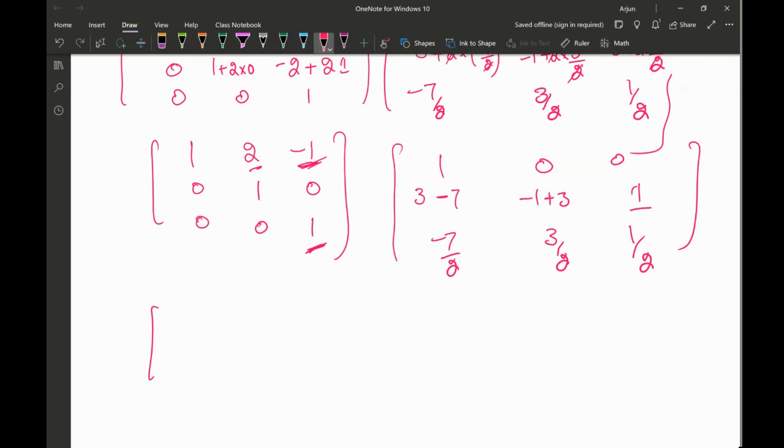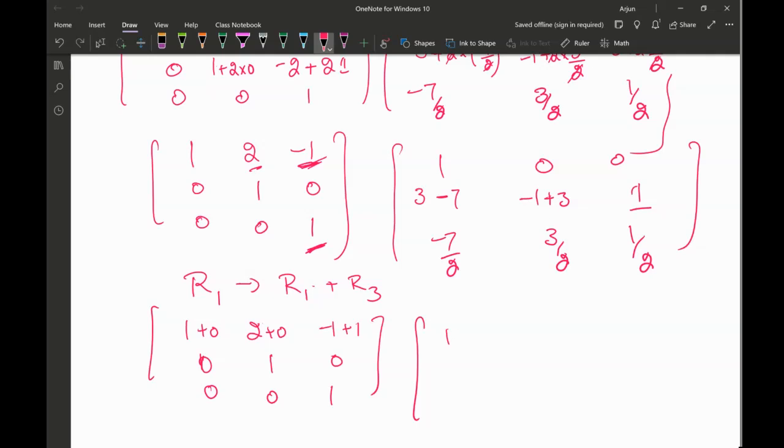So now I will write it as, I will apply the operation R1 on R1 plus R3. That's what I'm going to do. 1 plus 0, 2 plus 0, minus 1 plus 1, minus 1 plus 1. So that's what I'm going to get. 1 0 1 0 0 0 1.